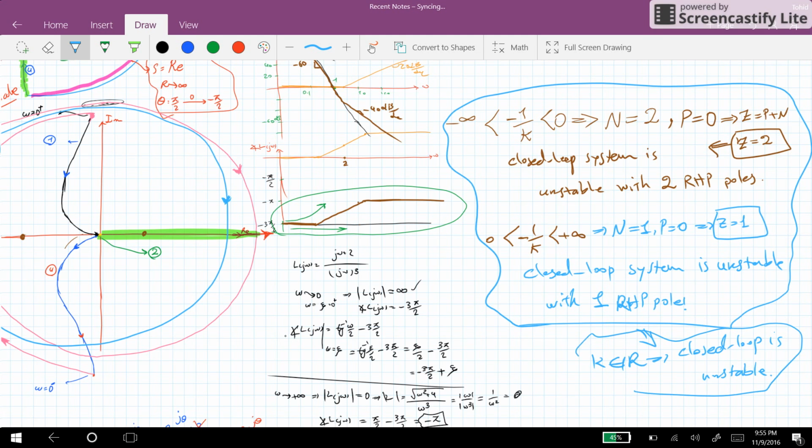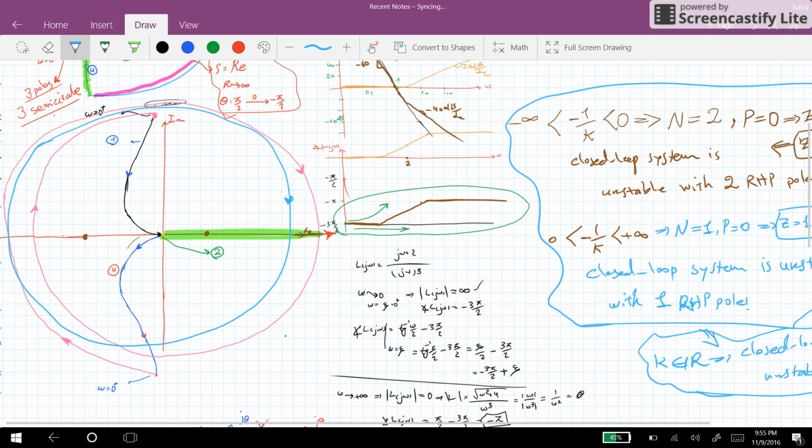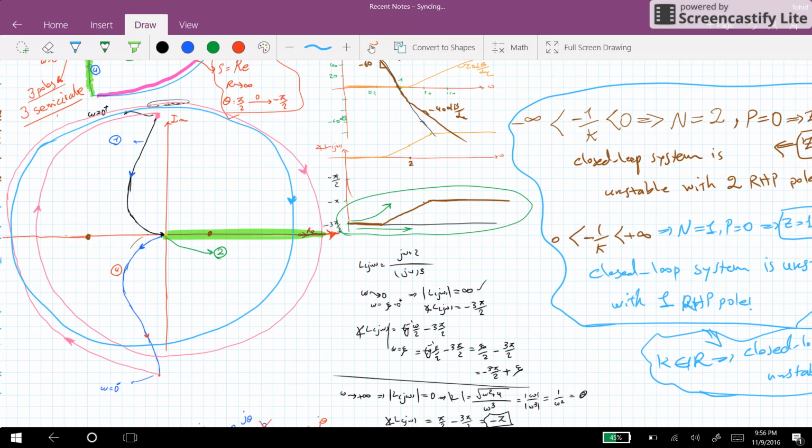And you can verify this by referring to the root locus of the same system. I think you can do it yourself. It's not that difficult to draw the root locus for this system.